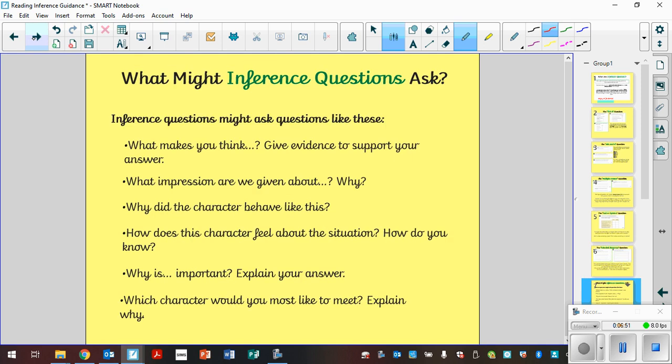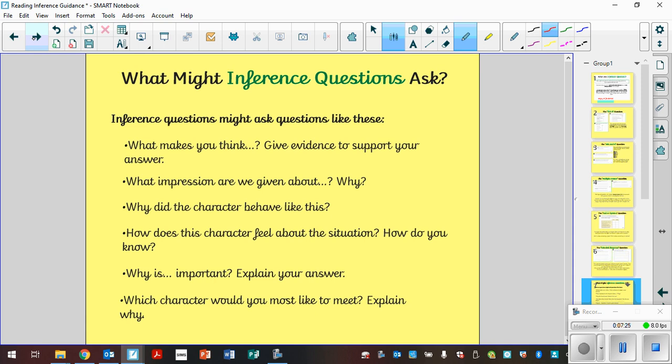But what types of questions might you get asked in terms of inference questions? We've already gone through some, but here are other examples. What makes you think? Give evidence to support your answer. What impression are we given about? Why did the character behave this way? How does this character feel about the situation? How do you know? Why is something important? Explain your answer. Which character would you most like to meet? Explain why.